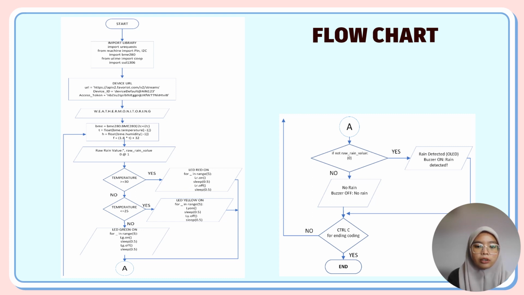If you press Ctrl C for encoding, so no loop. If no, it will loop again to the BME280 to measure temperature and humidity again.